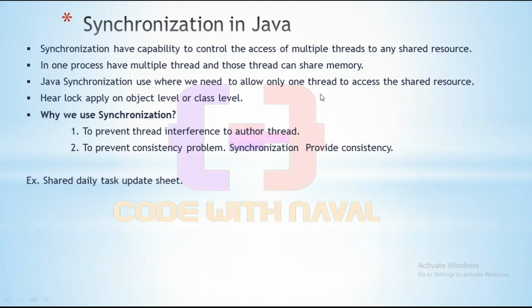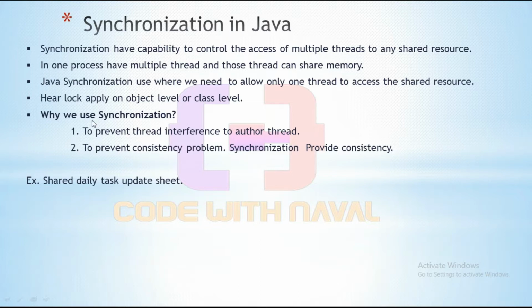Here we have a requirement that threads execute one by one. Then we use synchronization, because only one thread can access the shared resource. The lock is applied at object level or class level. If the first thread is executing, that thread holds the object lock and does not release it until its execution is complete.